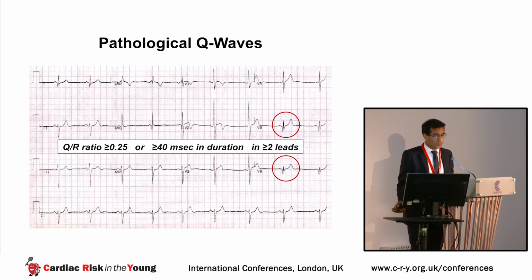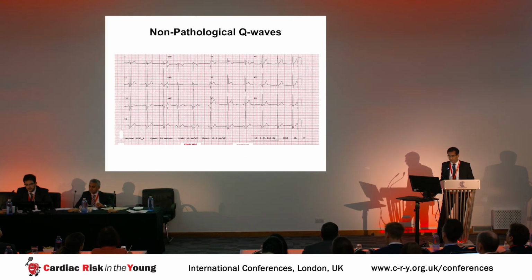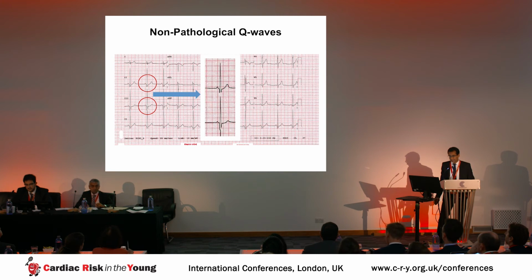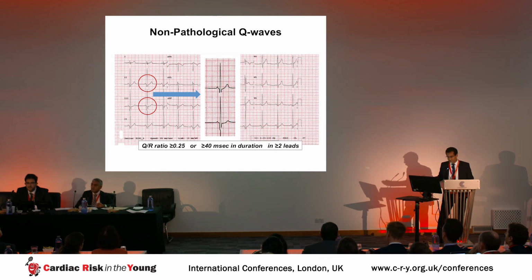A pathological Q-wave is a Q-wave that is greater than or equal to 25% of the ensuing R-wave. So the QR ratio is greater than or equal to 0.25. They're greater than or equal to 0.40 milliseconds in duration and occur in 2 or more leads. So that's our definition. If you contrast this ECG with the next one I'm going to show you, this individual also exhibits Q-waves, but if we look closely, these do not meet our diagnostic criteria. So they don't meet that criteria.